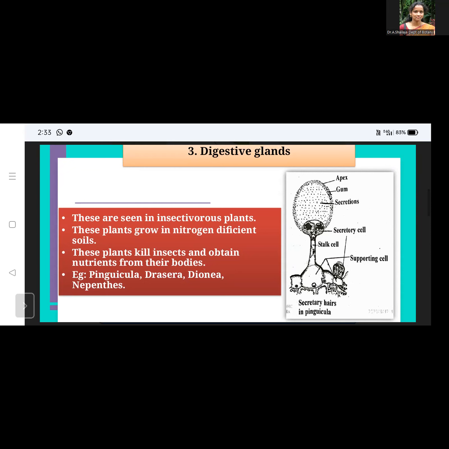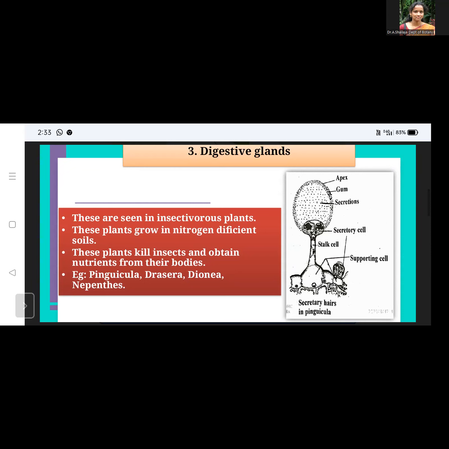Plants can be called insectivorous plants. Mainly these plants grow in nitrogen deficiency. These plants kill insects and obtain nutrients from their bodies. These are the digestive glands.